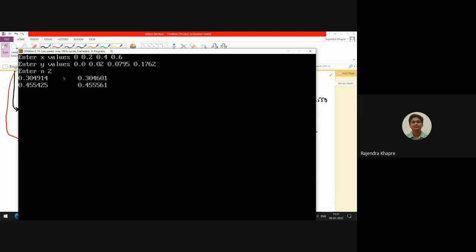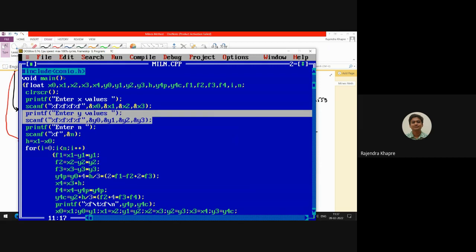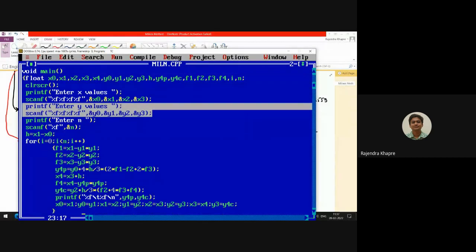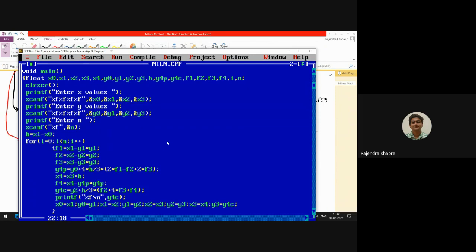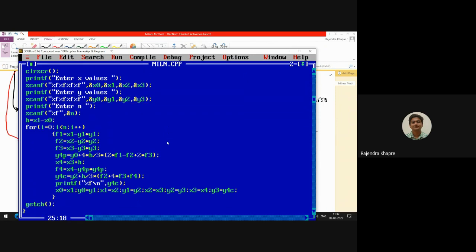Okay, so if you want, you can modify this code, and in place of printing y4 predicted, you can just print y4 corrected only. So you don't have to print the value of y4 predicted. Okay, so only the y4 corrected value will now be printed. Is it clear to everybody now? A simple code, although it looks lengthy, it's a pretty simple code.